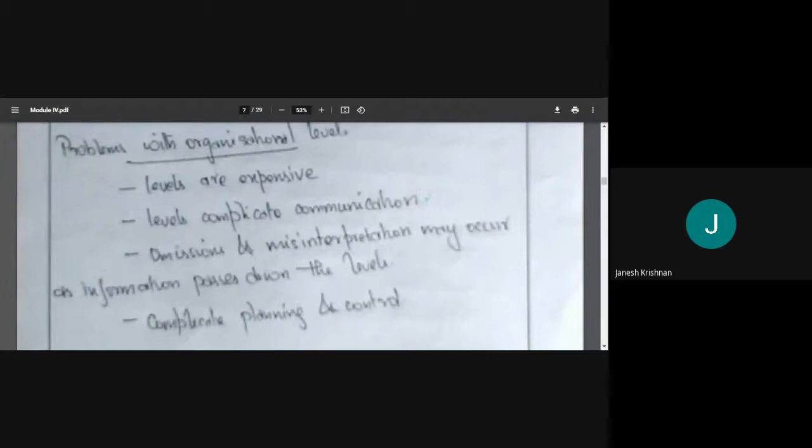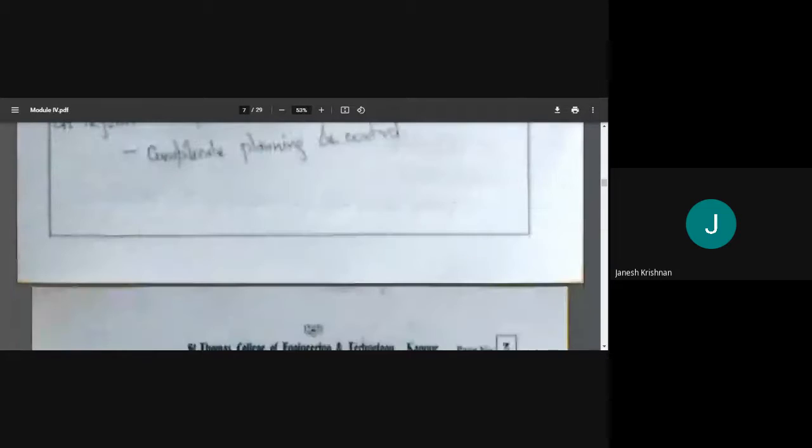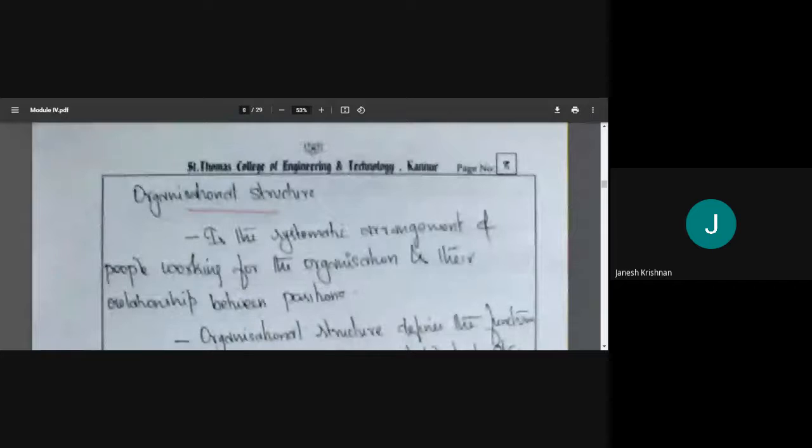The second topic was organizational structure. Organizational structure is the systematic arrangement of people working for the organization and the relationship between positions. So in our case, we took the example of a project, right? You guys have project members, and among them some like the project leader who is responsible for it.